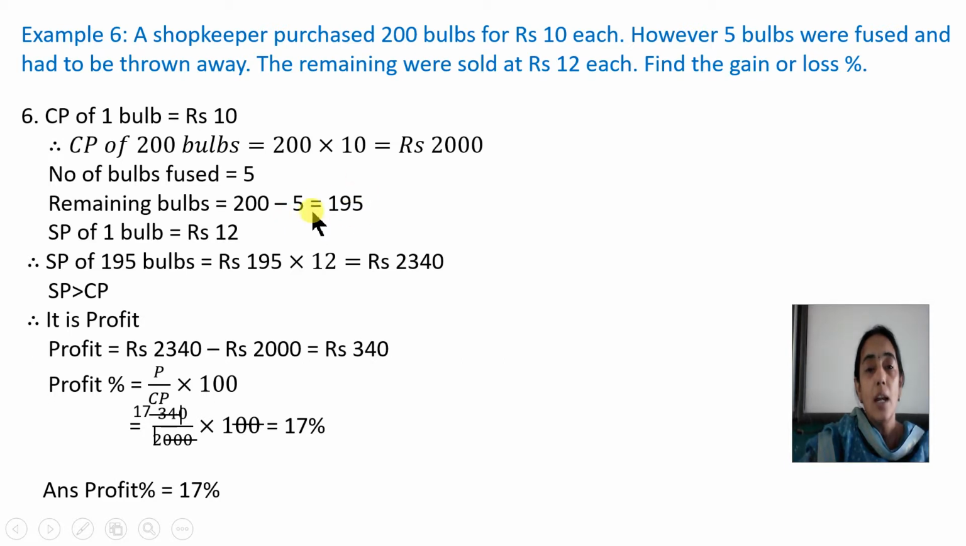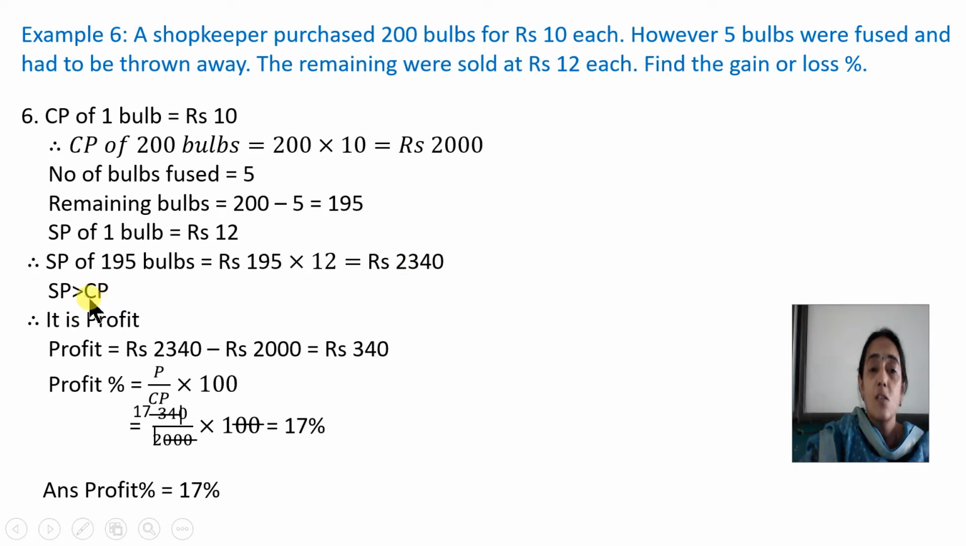Now these 195 bulbs were sold for rupees 12 each. So I write first, selling price of one bulb is equal to rupees 12. Therefore, selling price of 195 bulbs is equal to rupees 195 into 12, that is equal to rupees 2340. So your selling price was rupees 2340 and the cost price was rupees 2000.